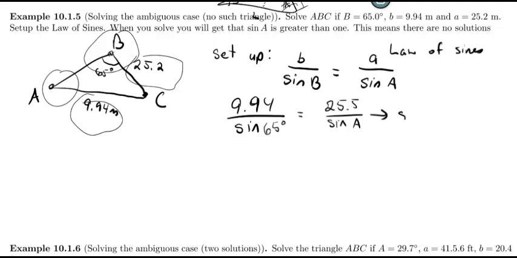Basically, I want to get sine A by itself, so I do cross multiplication or whatever to get past here. I'm going to multiply sine A times both sides and multiply the reciprocal of this fraction times both sides. And I'm going to get sine A by itself. And I have 25.5 meters times the sine of 65 degrees all over 9.94 meters. And this is stuff I have to plug into my calculator.